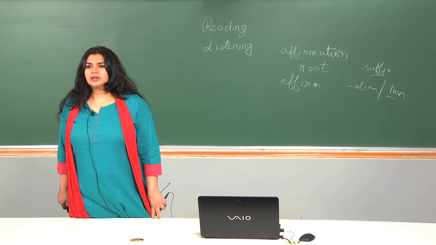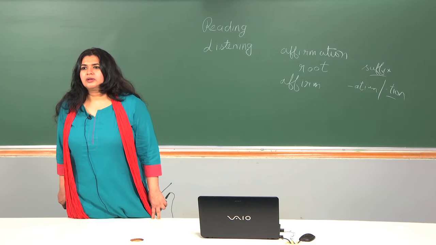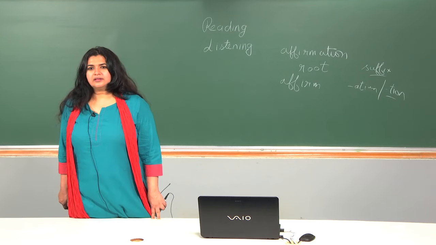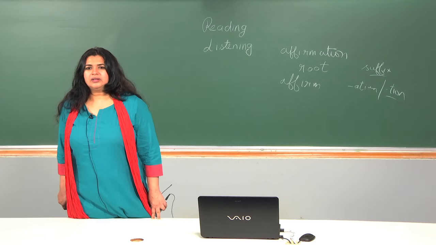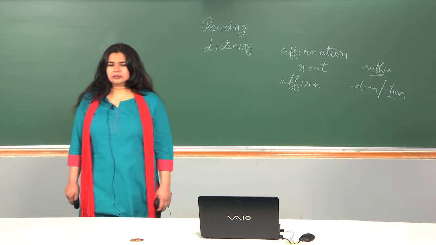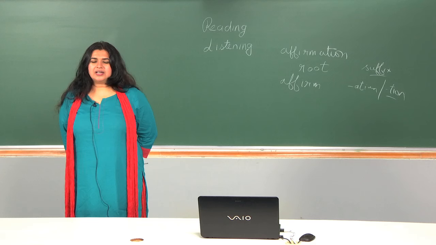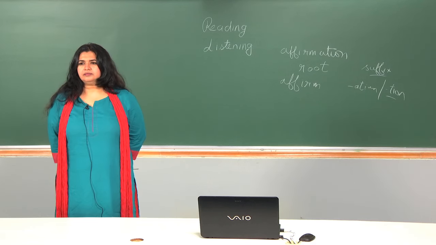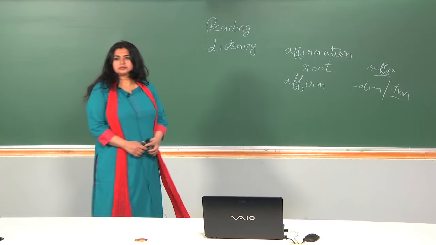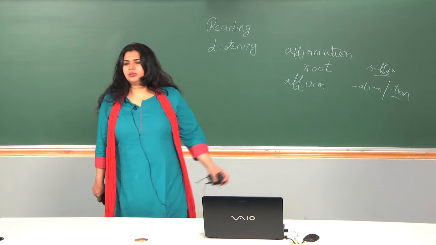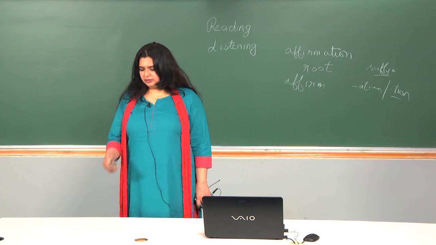Third machine, sphygmomanometer, S-P-H-Y-G-M-O-M-A-N-O-M-E-T-E-R. Next is planimeter, P-L-A-N-I-M-E-T-E-R. And the last one is pycnometer, P-Y-C-N-O-M-E-T-E-R, pycnometer. Now, what are these machines for?